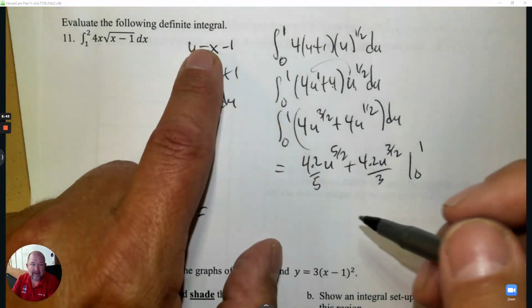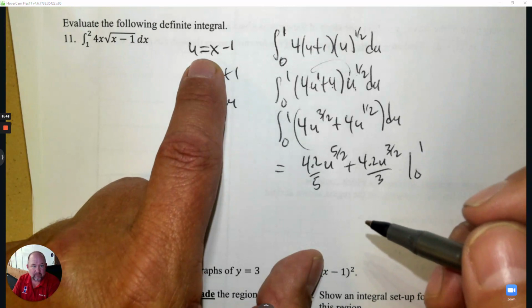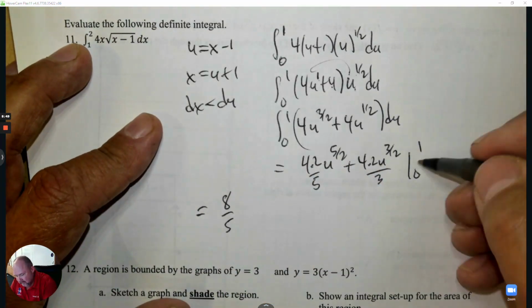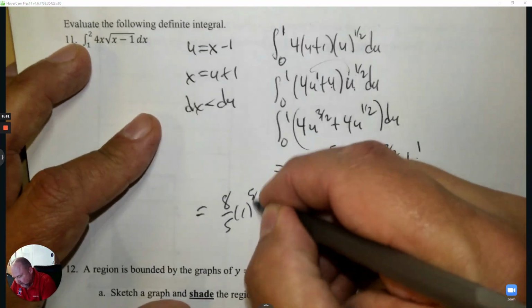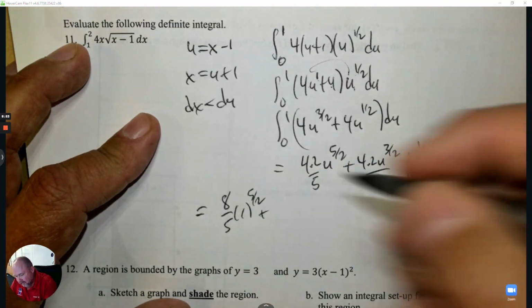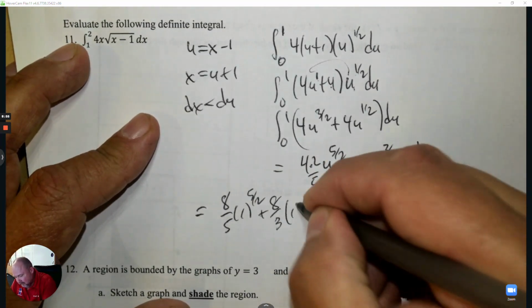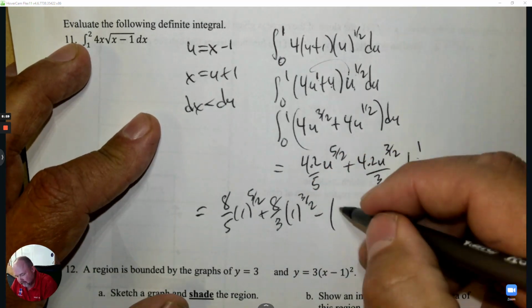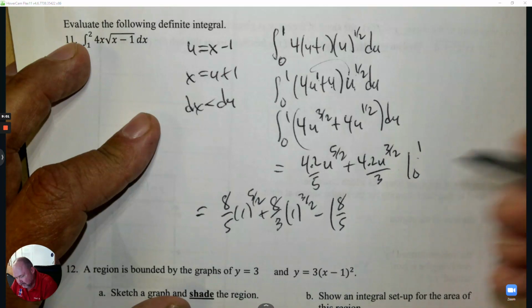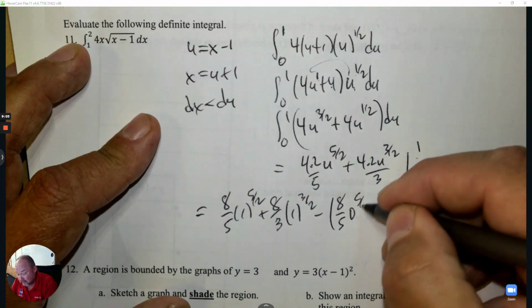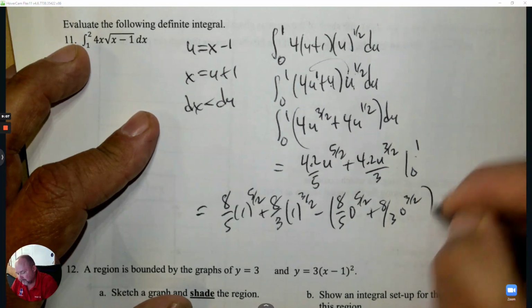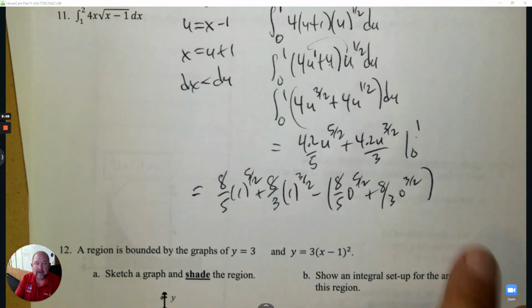I don't need to use x again because I changed the bounds in terms of u. And then the last step, so this would be 8 over 5, plug in 1, plus 8 over 3, plug in 1, subtract, parentheses, 8 over 5, plug in 0. That's going to be 0, right? Plus 8 over 3, 0. That's also going to be 0. But there it is. The top, subtract the bottom.